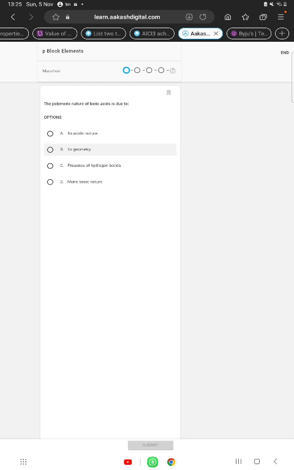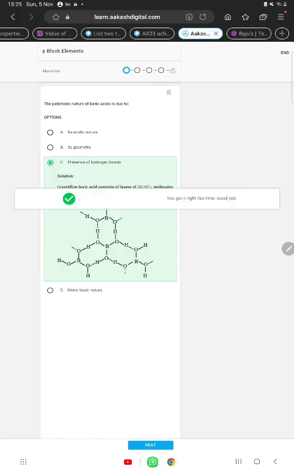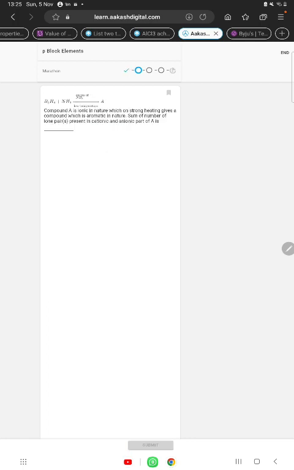Polymeric nature of boric acid is due to hydrogen bonding. Acidic nature, geometry, presence of hydrogen bond. So this is correct, student. Crystalline boric acid consists of layers of B(OH)3 molecules held together by hydrogen bond. B2H6 plus NH3 is going to give borazine, student. Compound A is ionic in nature, which on strong heating gives a compound which is aromatic in nature. Sum of the number of lone pair electrons in cationic and anionic part is?